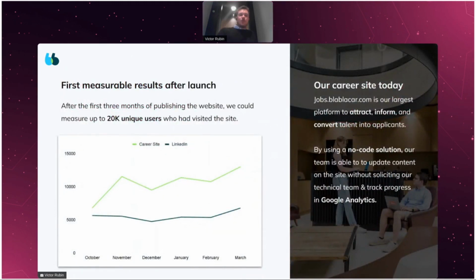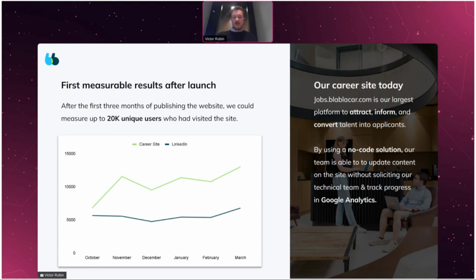And so what we could see after launching the site was that more and more people were starting to visit it. It was difficult to know whether more people were visiting it compared to before we launched the site, because like I mentioned earlier, our previous career page didn't actually have any connection with Google Analytics, or we didn't really know how many people went there.